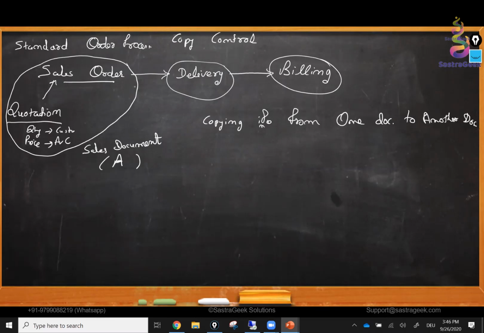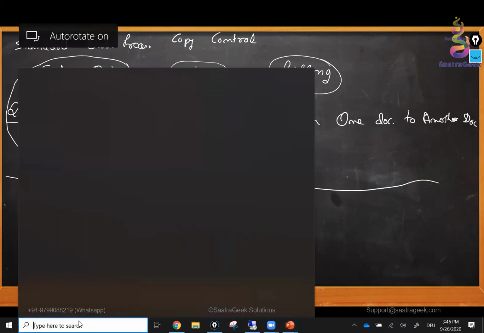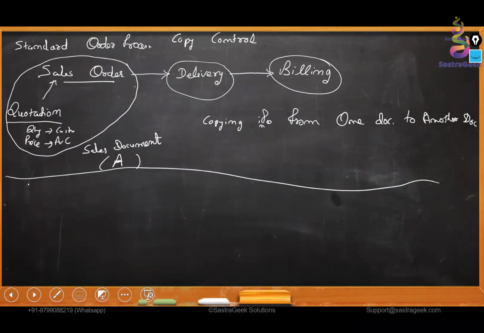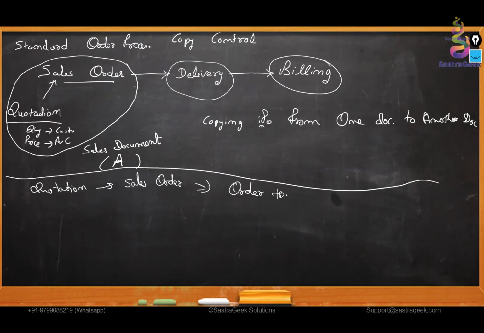So that is the whole purpose. Now, if I think about this situation, I can have various kinds of copy control, right? If I want to create a sales order from the quotation, so quotation to sales order, this is called order to order copy control, because both are considered as a sales document. So order to order, or sales document to sales document copy control, right?